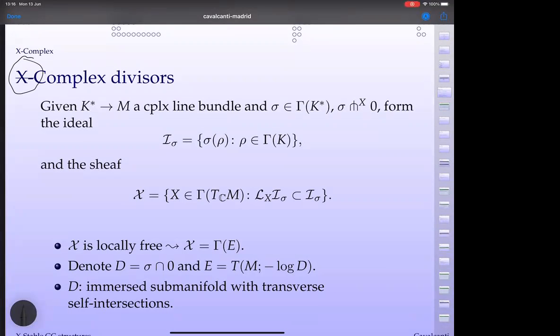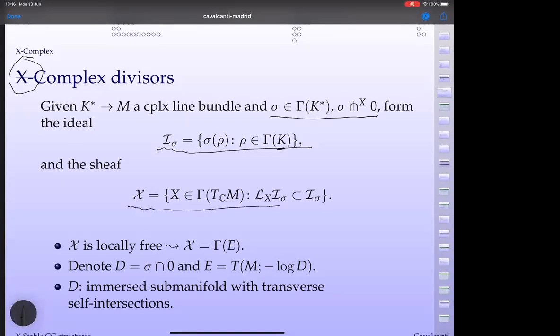And the way to go about doing this, at least differentiably, so I have no holomorphic structure going on here, okay? That's an important feature. If you give me just a complex line bundle, which for some reason is called K star, over a manifold, and I have a section which is transverse to the zero section, with self-crossings, I can form the ideal of pairing that particular section with anything in the dual bundle, because I started with K star, so I'm pairing things in K. And this is an ideal in the space of smooth functions. And I can look at the complex vector fields which preserve that ideal. And that turns out to be a locally free sheaf.